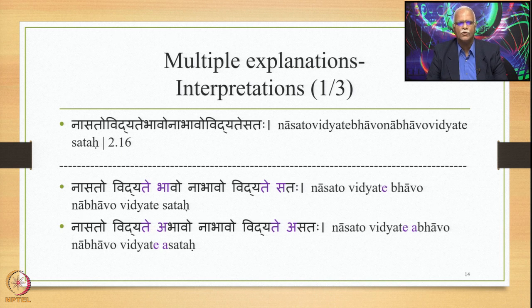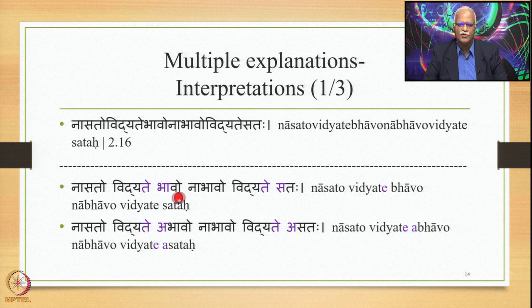So here is this string: nāsato vidyate bhāvo nābhāvo vidyate sataḥ. This is 2.16 from the Srimad Bhagavad Gita. I repeat: nāsato vidyate bhāvo nābhāvo vidyate sataḥ. Now this string can be split into its constituents, and you will have nāsato first, and obviously there is sandhi. So this o is the output, and the input is a plus u, nāsata plus u. U is the output of ru, because this va is part of hash, and so this ru is the output of sa, sasajuṣo ruḥ. So we know that this is nāsataḥ if written separately.